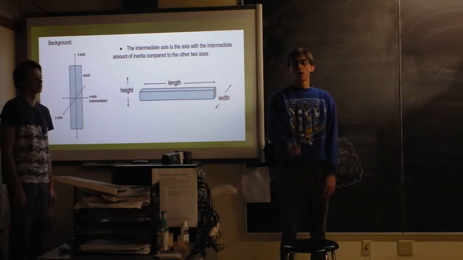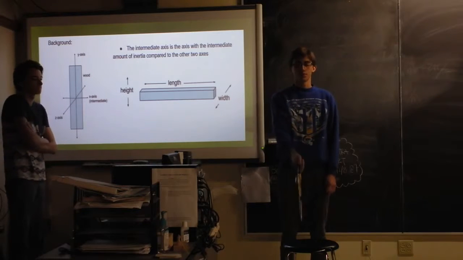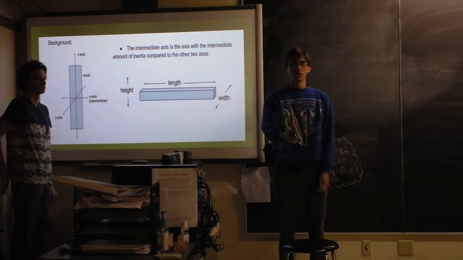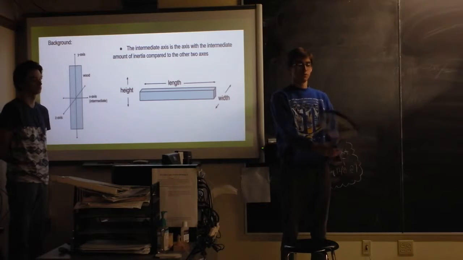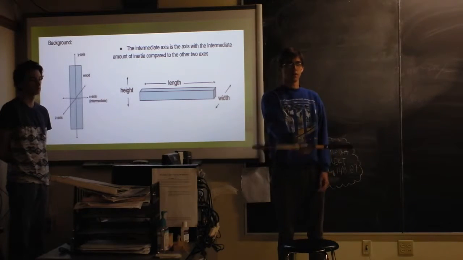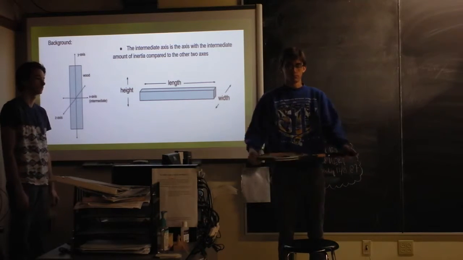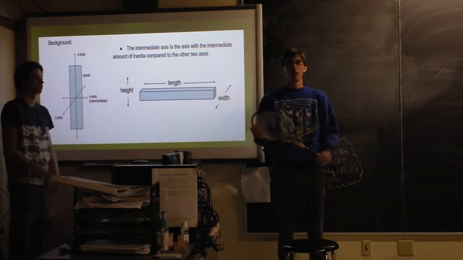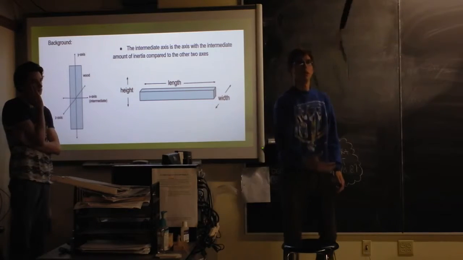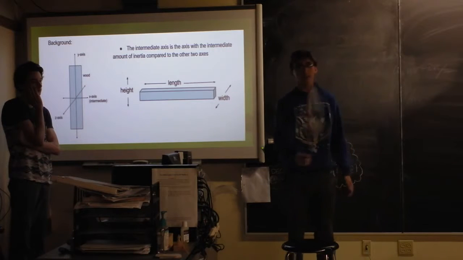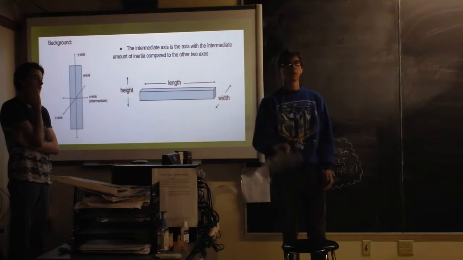I'll show the principal axes first. So this is one principal axis. See how it's smooth. I can't really flip it with the tennis racket. No, we get it. And then this is what I did. See how it flipped? All right. So this is the intermediate axis.